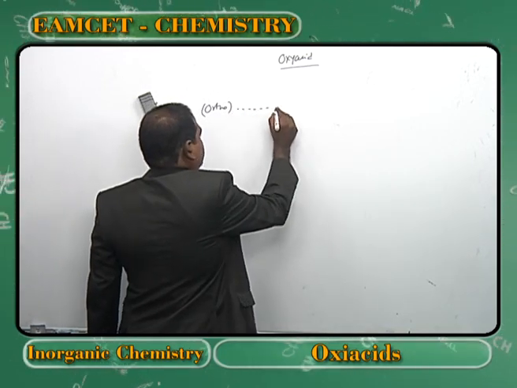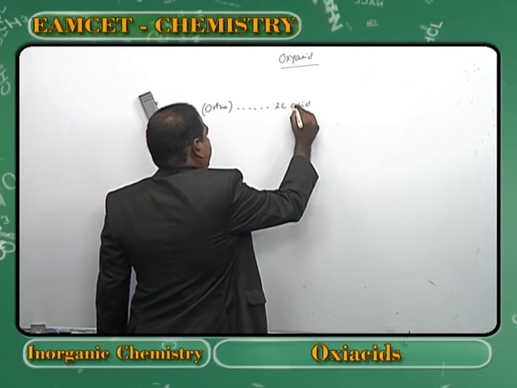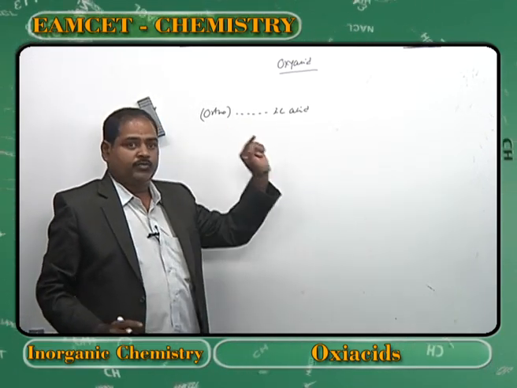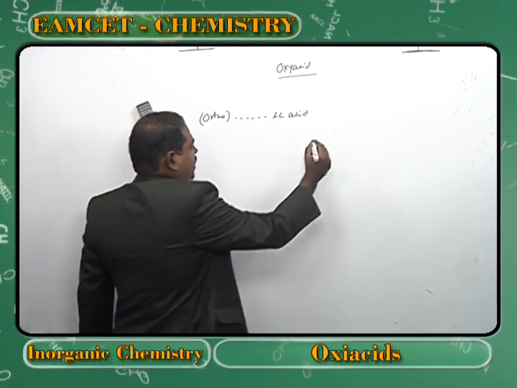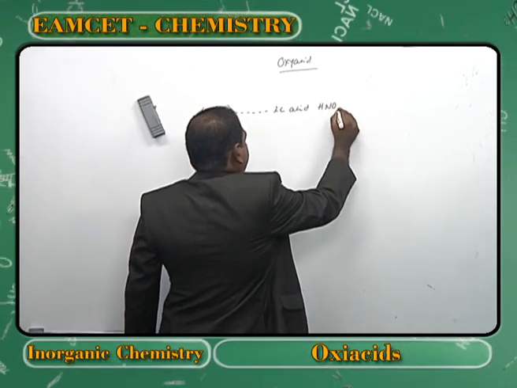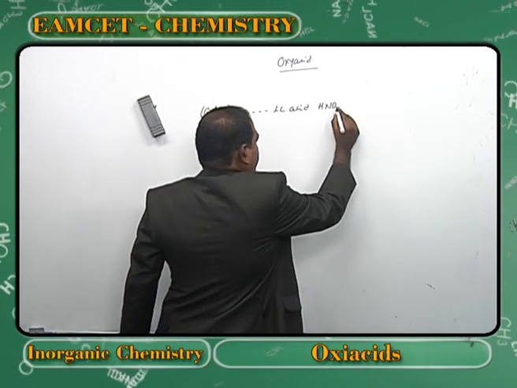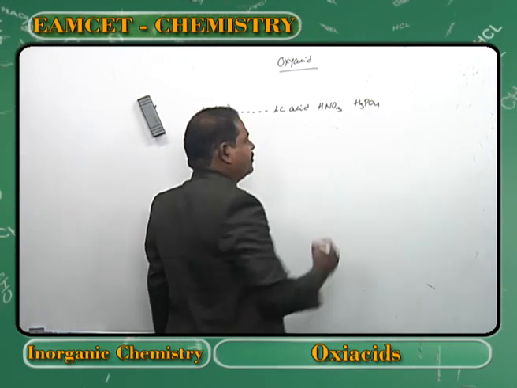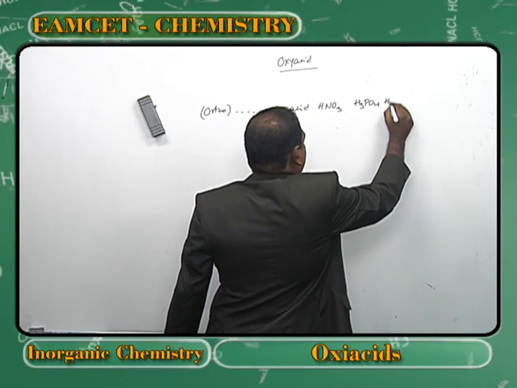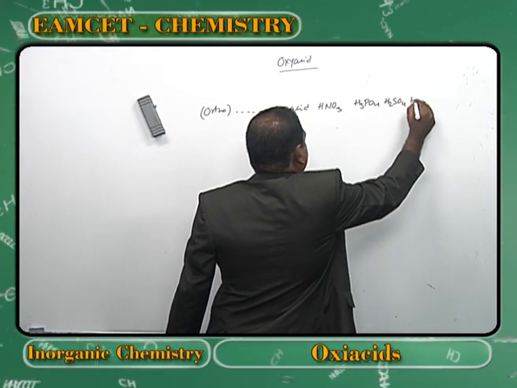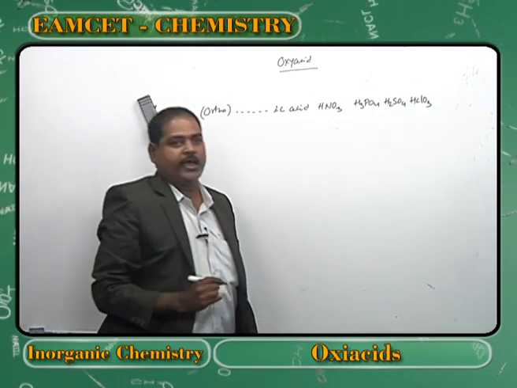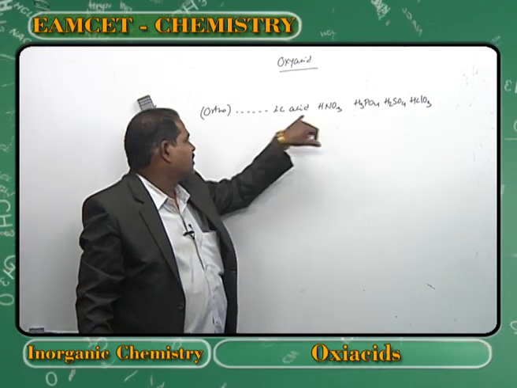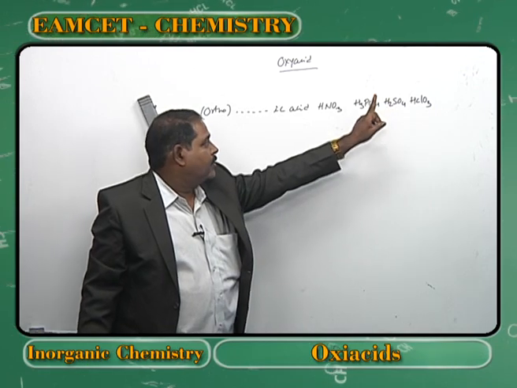Ortho dash dash ic acid. The emphasis is on ic: sulfuric, nitric, phosphoric, etc. Look here, HNO3 is nitric acid. All of you know this. H3PO4 is phosphoric acid. H2SO4 is sulfuric acid. And HClO3 is chloric acid. Once again, nitric, the emphasis is on ic. Phosphoric, once again ic. Sulfuric, chloric.